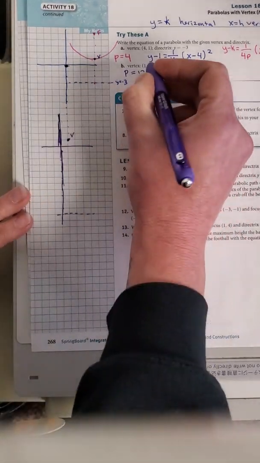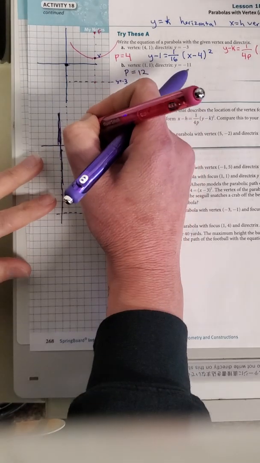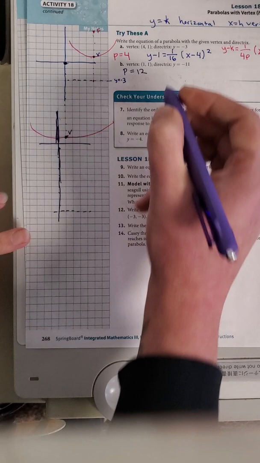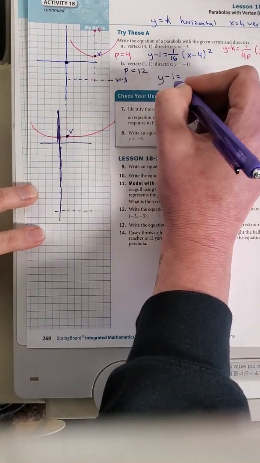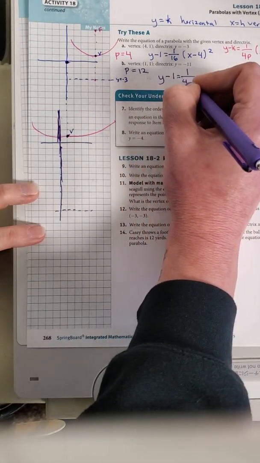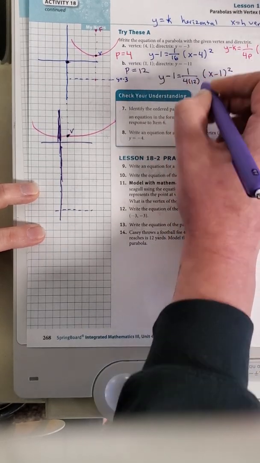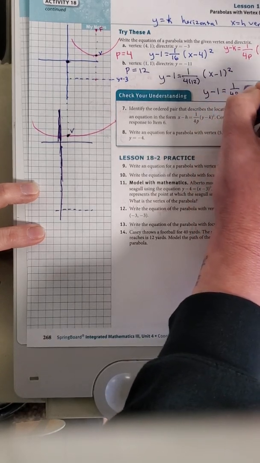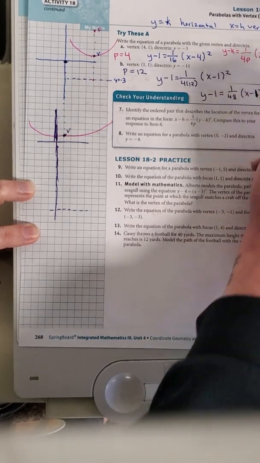And my vertex is 1, 1. So again, this is an upward facing quadratic. It's opening upward. It's very, very wide. My equation would be y minus k. So y minus 1 is equal to 1 over 4p, but p is 12, and then x minus h squared. So this would be y minus 1 is equal to 1 over 48 x minus 1 squared.